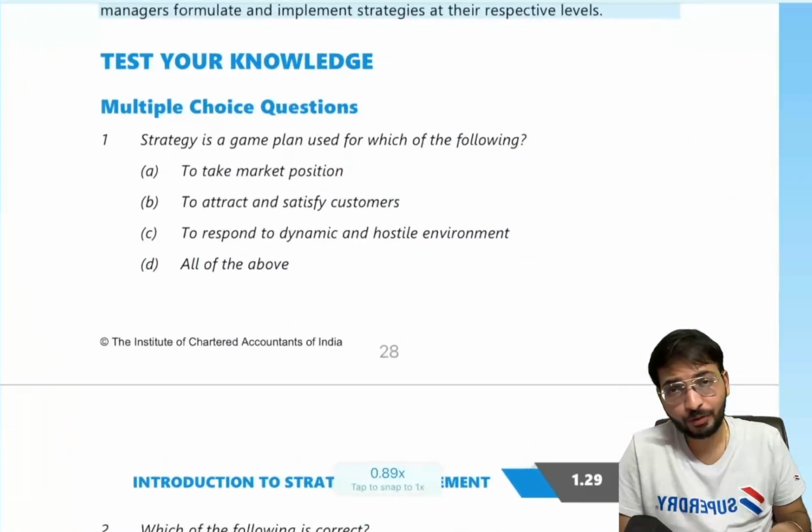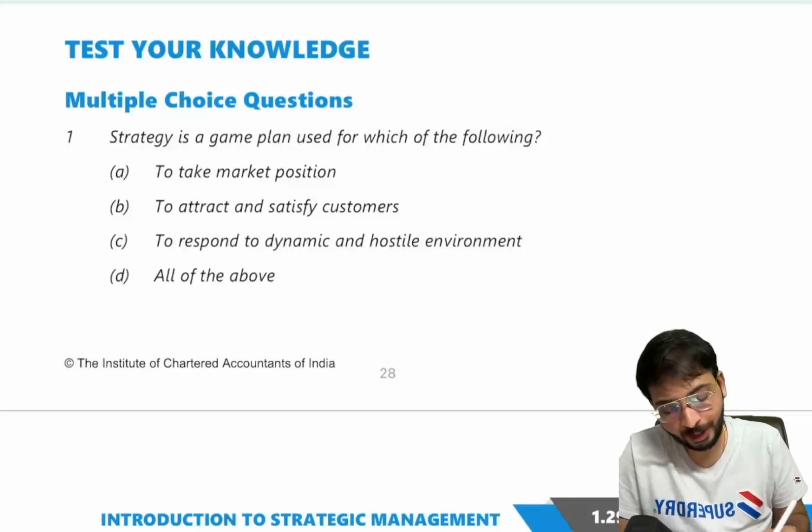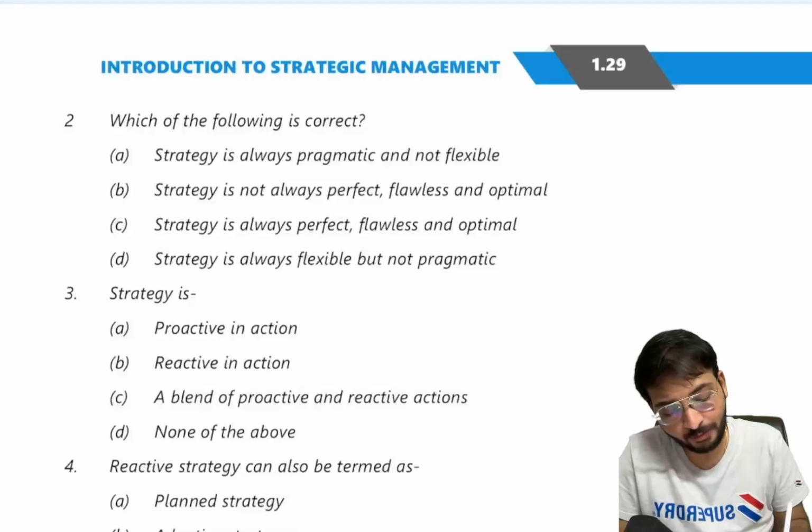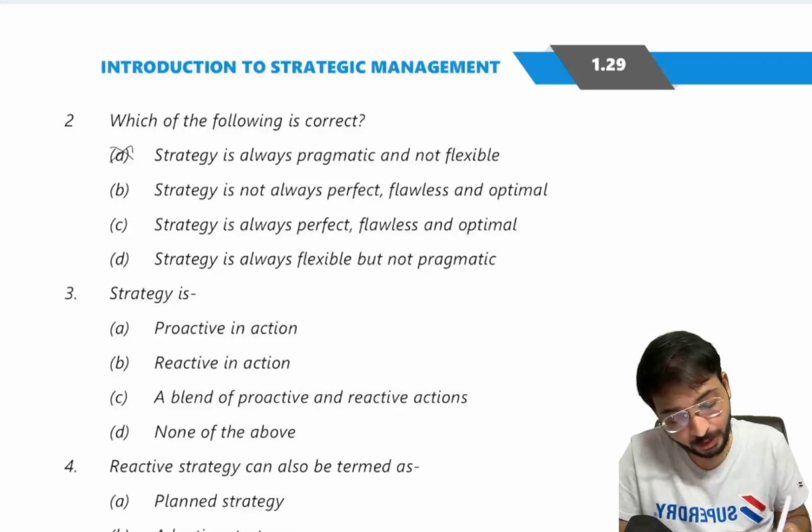So a few MCQs we will do. It's a game plan used by the management, market position, attract and satisfy customers. So all of the above. Next, strategy is always pragmatic, not flexible. It should always be flexible. It is not always perfect, flawless, and optimal. Correct? It is always perfect? No. Always flexible.